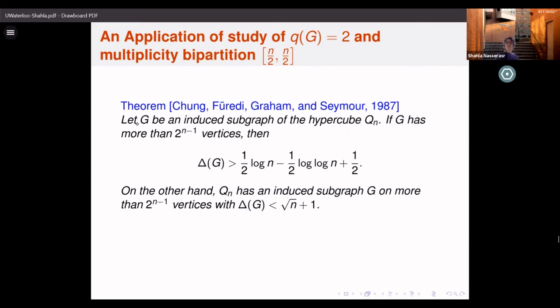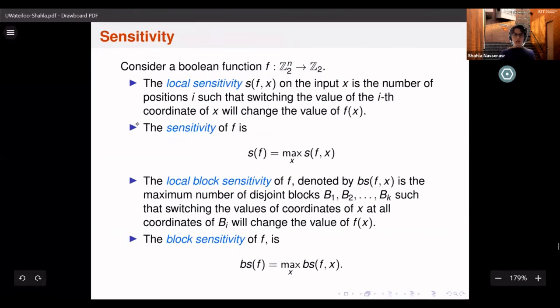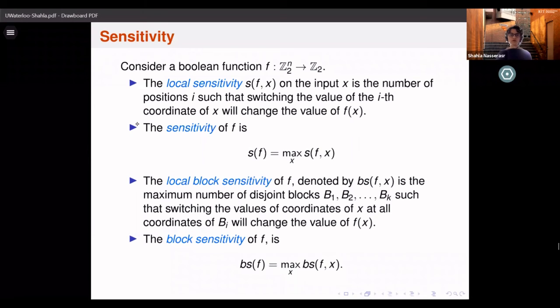So, from my understanding, they thought that this upper bound is actually far from best, and they thought they could improve it. So having that in mind, let's just briefly look at the sensitivity. Again, Nathan did a really good job on talking about the sensitivity 2 weeks ago. So, sensitivity is about the Boolean functions.